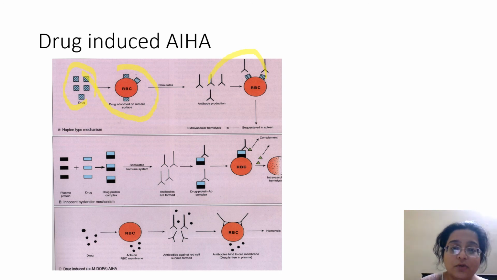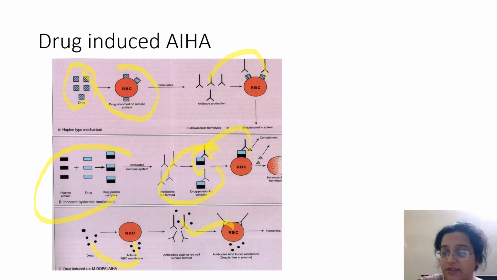Or there can be something known as a bystander effect, that there's a drug and there's an antibody to the drug, and this complex goes and attaches itself to an RBC and kills it. So the RBC was an innocent bystander. Then the drug might itself go and attach to the RBC, and then an antibody might come and attach. So there are three ways.